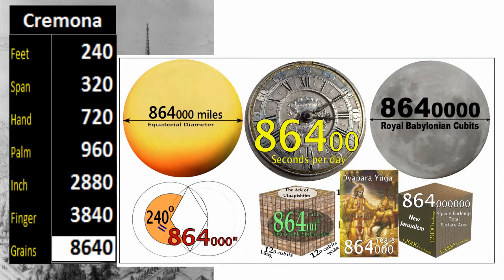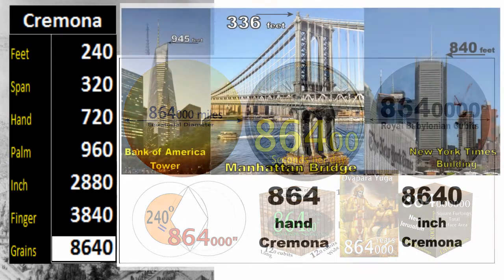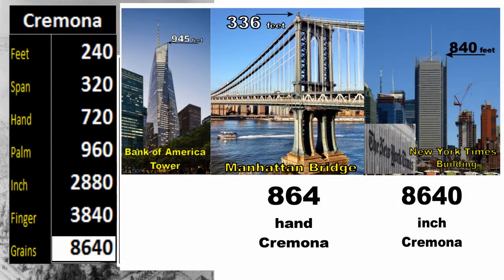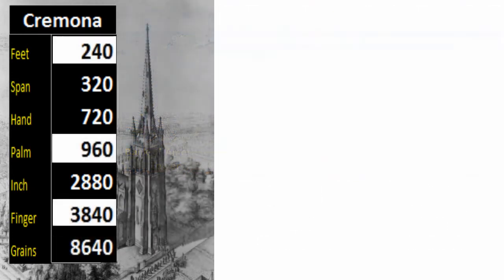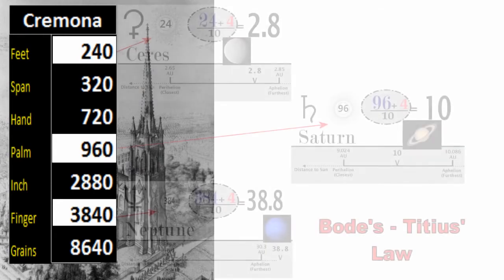8,640 grains. Once more, this is a number which connects the Sun and the Moon in the modern mile, the Royal Babylonian ancient scale, 86,400 seconds per day, the Vesica, New Jerusalem, the Dvapara Yuga, New Jerusalem, and the Ark of Utnapishtim, which was the model of this, which goes back very close to the beginning of officially recorded history and civilization. The Epic of Gilgamesh deals with weights and measures, tells his story, Code of Hammurabi, but also, again, you'll find how this method is repeated across all these different structures.